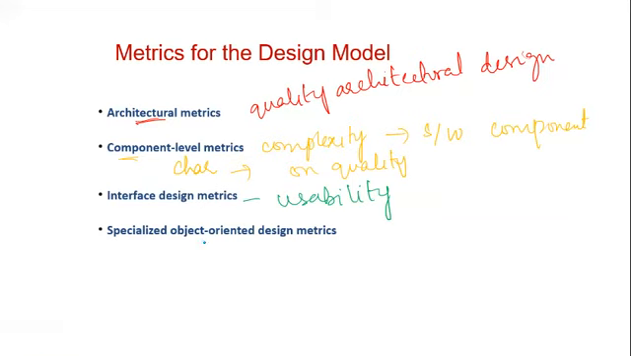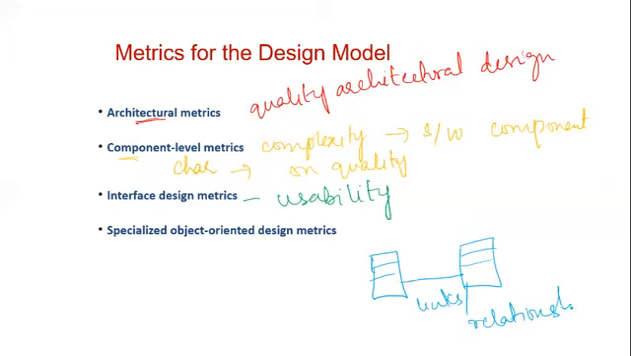Then the next one is specialized object oriented design metrics. Now these specialized object oriented design metrics mean that you're going to measure the characteristics of classes and how they are going to communicate. That is, a class has got three compartments. Now these classes are connected via links, or these are called your relationships. So this is going to measure the characteristics of your classes and how they are communicating via the relationship. So these are your metrics for the design model.